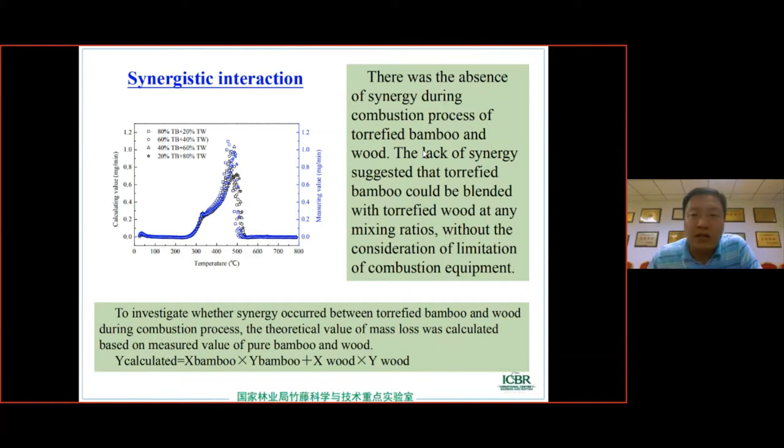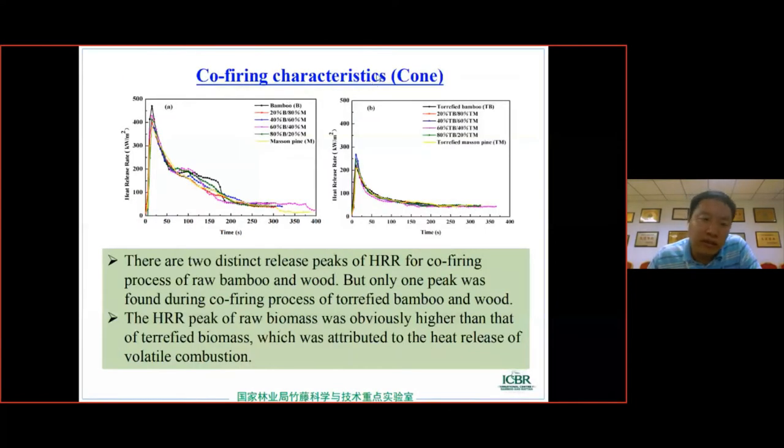This is the co-firing characteristics of the coal. The figure is the heat release rate. We found the raw bamboo and the wood have two distinct release peaks of the HRR. The first one is here and the second one is here. But the purified biomass has only one peak here, and the HRR peak of the raw biomass is higher than that of purified biomass. This is attributed to the heat release of the volatile combustion.